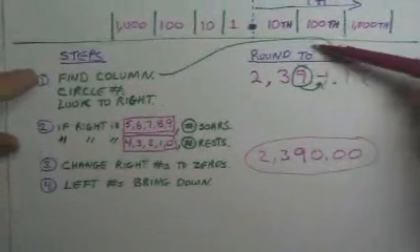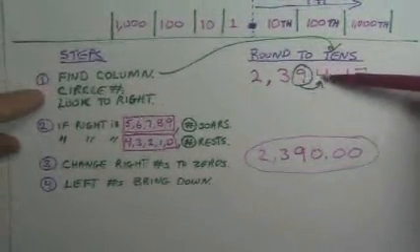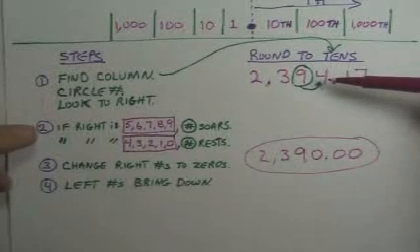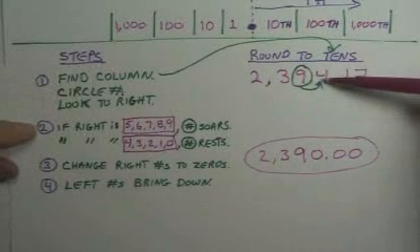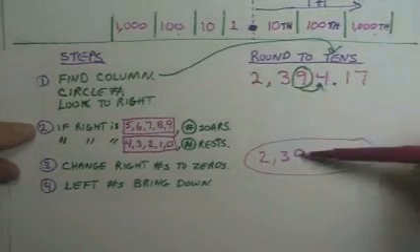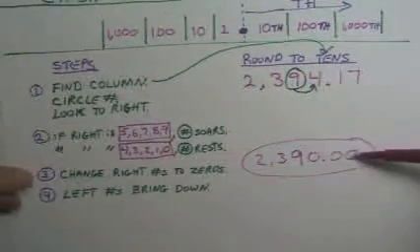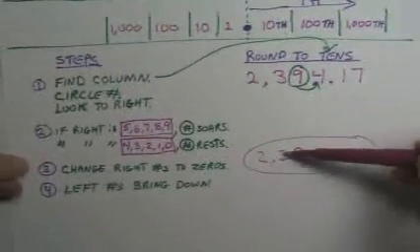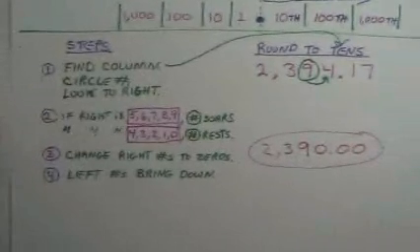Okay, find the column, circle the number, look to the right. If 5 or more, let it soar. 4 or less, let it rest. Right numbers to zero, left numbers bring down. That's it.